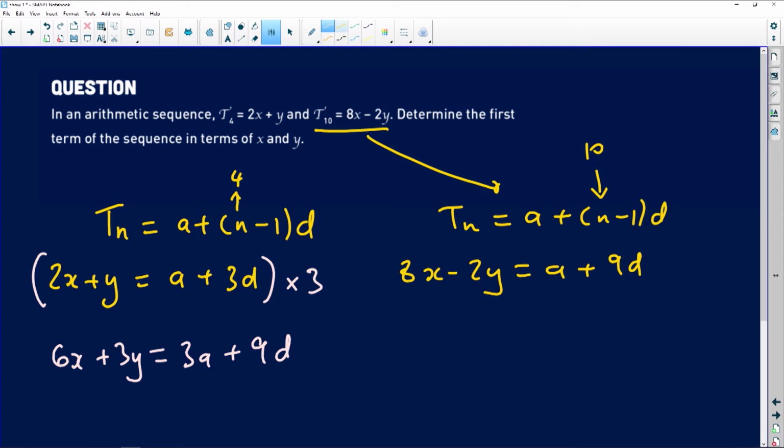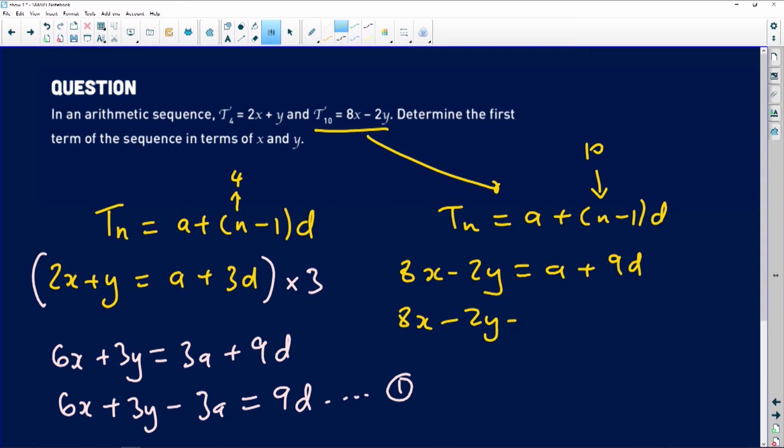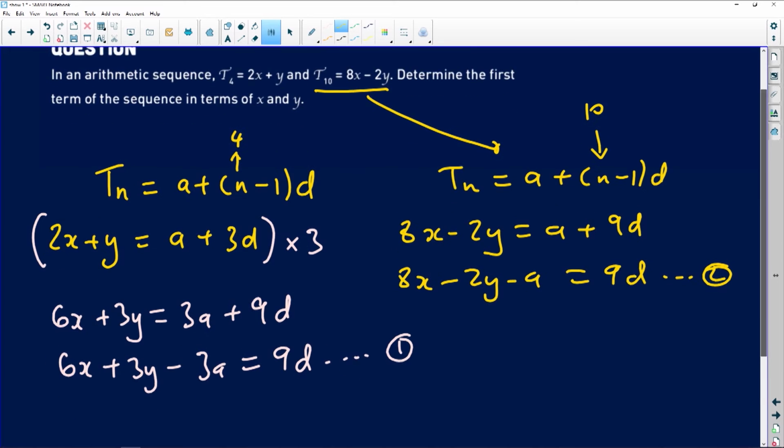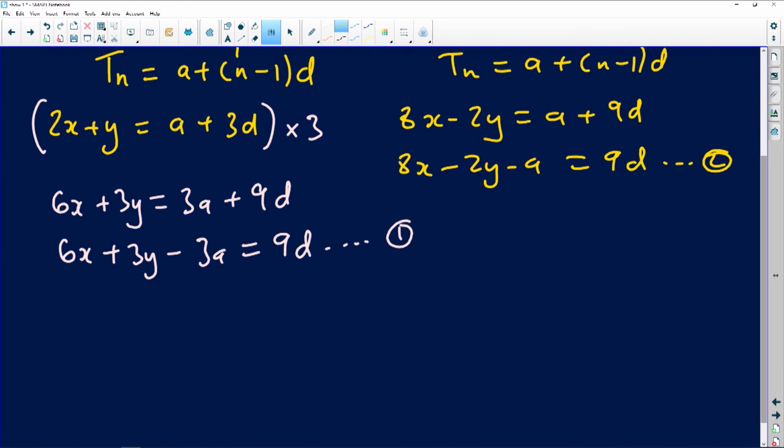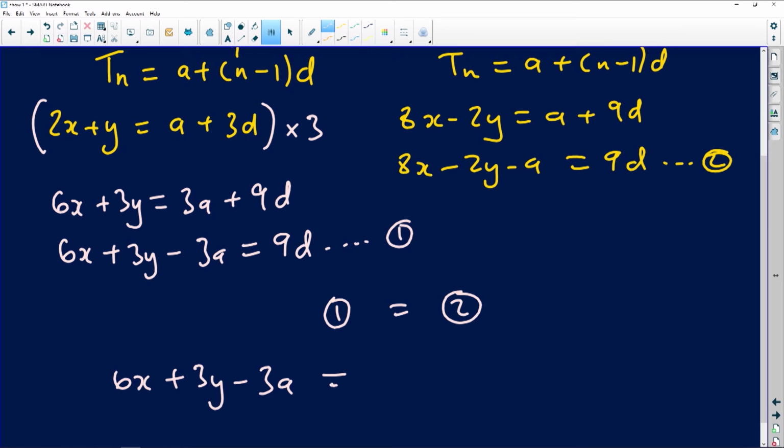And then I'll say, okay, cool. Now that we're looking at what we have here, we simply have 6x plus 3y minus 3a is equal to 9d. This is what I'm going to call my equation 1. And on this one that we have on the far right, we will just say we've got 8x minus 2y minus a is 9d. This will be the second equation. These two are the same. I'm going to equate them because both of them are equal to 9d. So that basically means equation 1 equated to equation 2. That is saying 6x plus 3y minus 3a equals 8x minus 2y minus a.